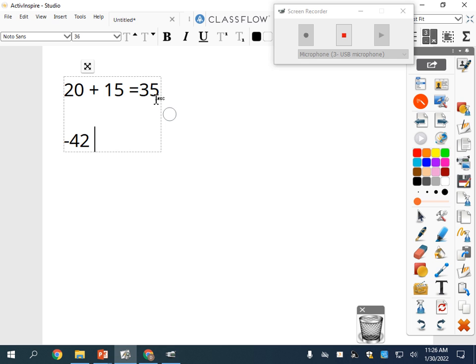If I have negative 42 plus a negative 12, okay, first of all, I'm going to look. I'm adding. This is a negative, so I'm going to add 42 plus 12, which is 54. And then I look, oh, they're both negative, so my answer is a negative. So it's a negative 54. Okay, so that's what you do when you add integers that have the same sign.